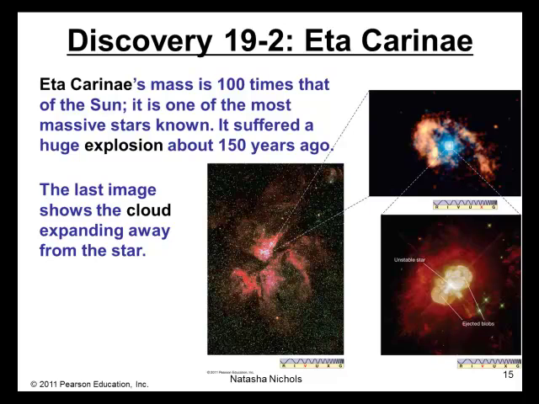During this great explosion, which peaked in 1843, the star expelled more than 2 solar masses of material in less than a decade and released as much visible energy as a supernova explosion. Yet, it somehow survived the event. So this is a very curious case, and your book goes into great detail on page 486.